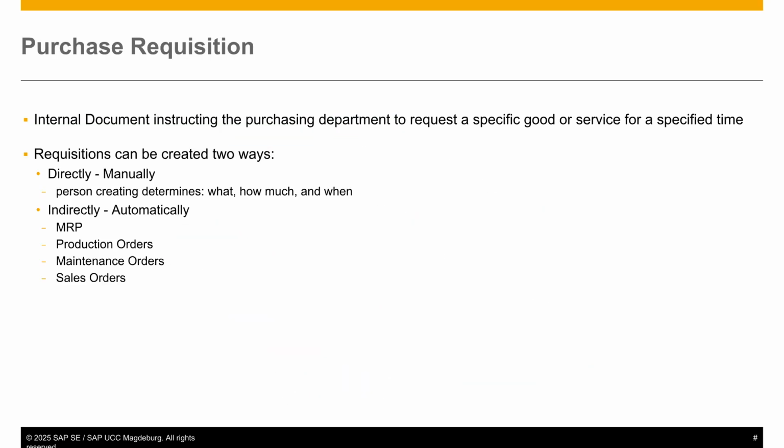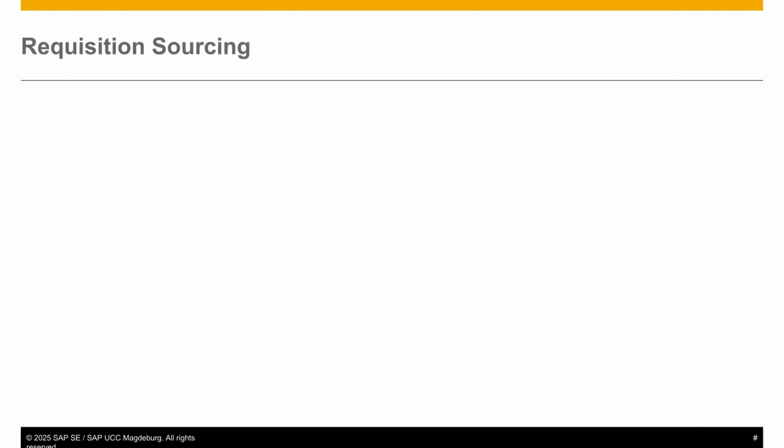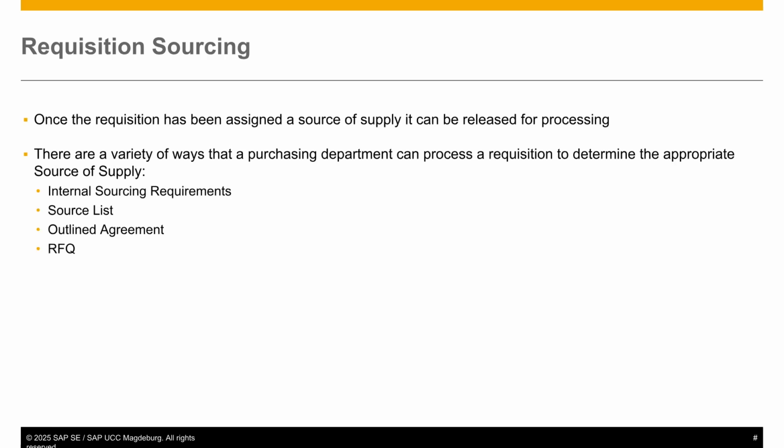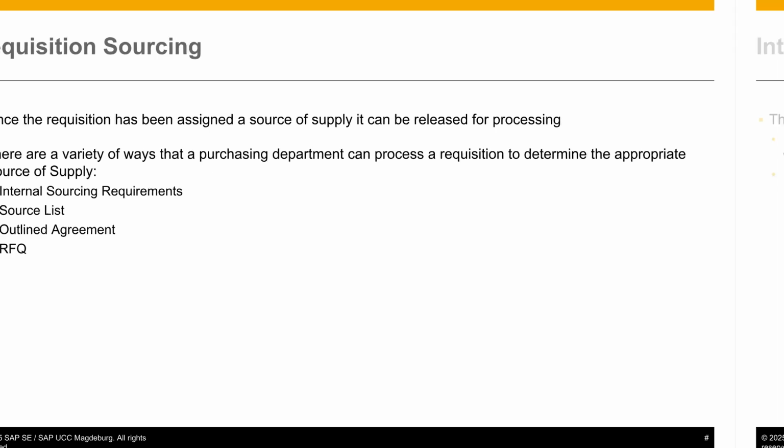A purchase requisition is an internal document requesting goods or services. It can be created manually by a user or generated automatically through various planning processes. Once a requisition is ready, the purchasing department must determine the appropriate source of supply. Options include internal sourcing, using a source list, outline agreements, or conducting an RFQ.